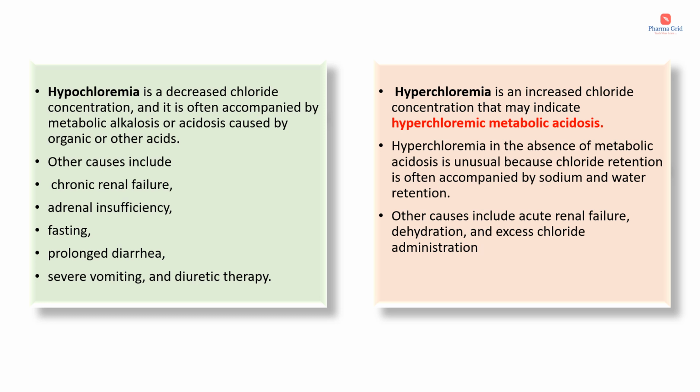Then hyperchloremia is an increased chloride concentration that may indicate hyperchloremic metabolic acidosis. Hyperchloremia in the absence of metabolic acidosis is unusual because chloride retention is often accompanied by sodium and water retention. Other causes include acute renal failure, dehydration, and excess chloride administration.